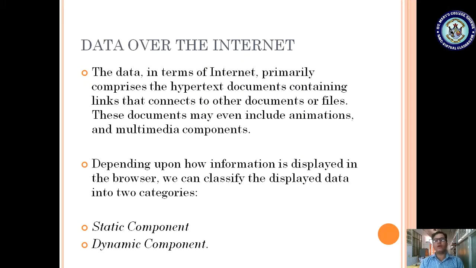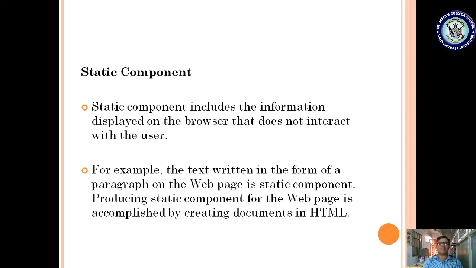So how are we getting that information in the two categories? One is the static component and the other is the dynamic component. Static means never changes, dynamic means periodically changed data. So this is data in the form of hypertext documents. Now let us see the static component.